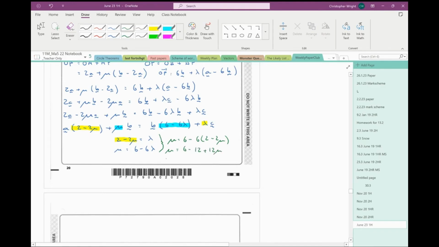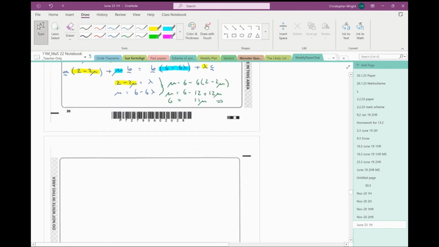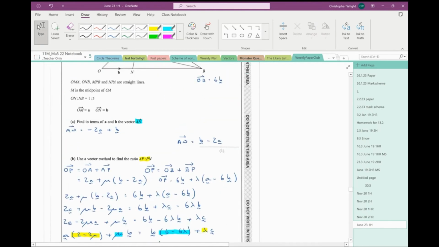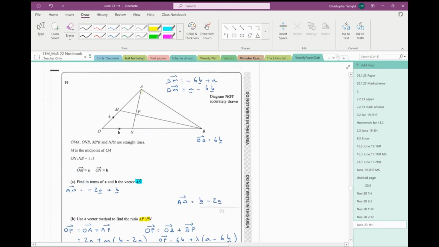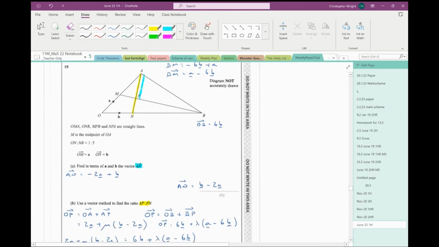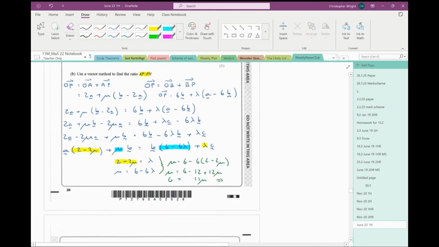Go with your bracket. So I'm going to subtract mu from each side. I've got minus 6 on the left hand side, so plus 6 to both sides. I get 11 mu equals 6. So mu is going to equal 6 over 11. Now, this is important. So mu is 6/11. Now, mu was the fraction of the whole that was AP.